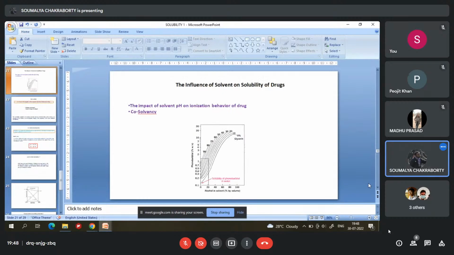Okay, so let us move to the next concept, the influence of solvent on solubility of drug. The solvent can influence the solubility of drug by two processes. One is the impact of solvent pH on ionization behavior of drug, another one is co-solvency. Already I have taught you about co-solvency, so let us discuss the impact of solvent pH on ionization behavior of drug. You can see the plot here.